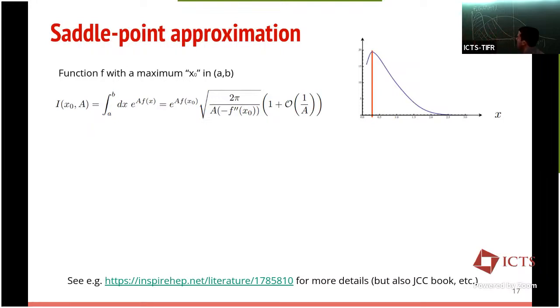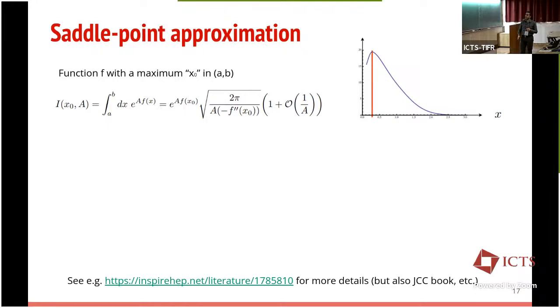The saddle point approximation tells you that if you have an integral of the exponential of a certain function f of x, and this function has to obey a certain condition, it cannot be a rapidly oscillating function, it has to be a relatively smooth function, then you can evaluate the whole integral by evaluating the integrand at a specific point that we call x0. That point is called the saddle point, and it corresponds to the stationary point of the function f.